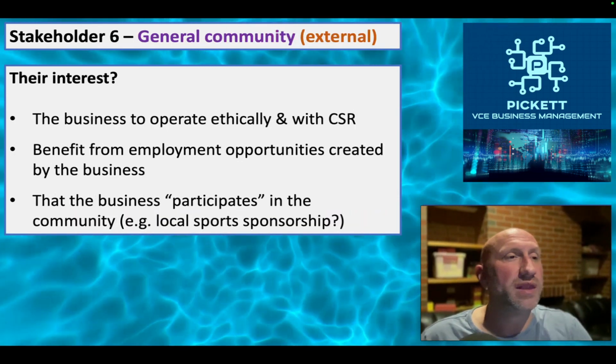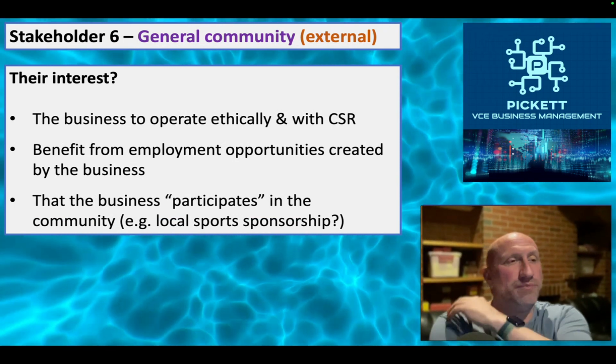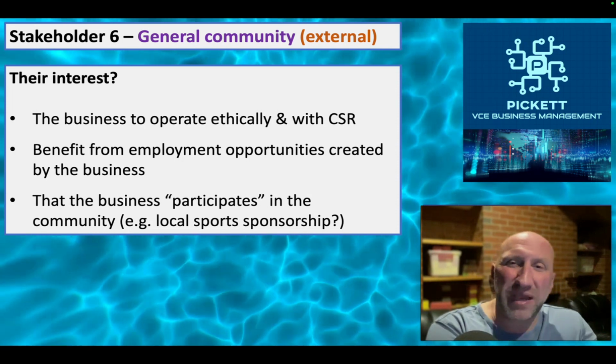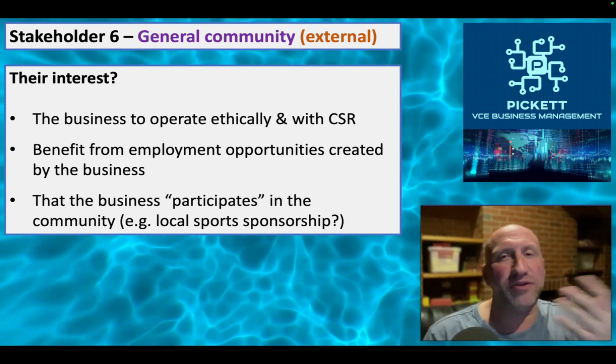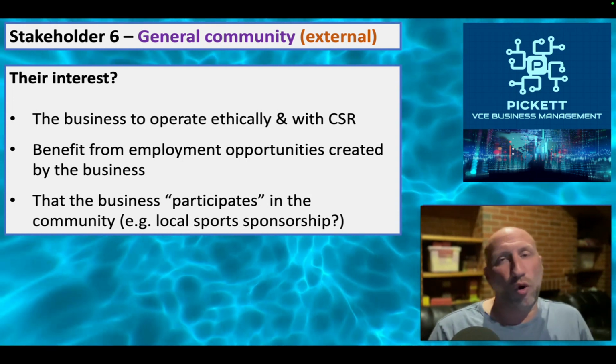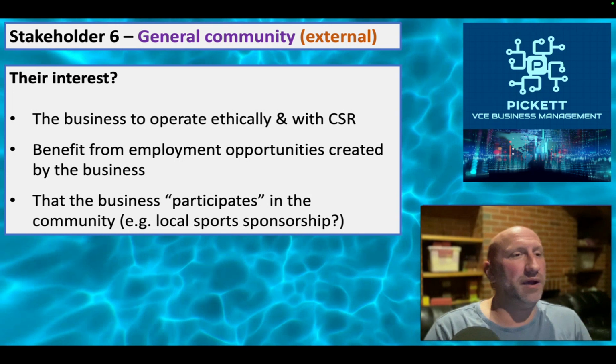Okay. And then the sixth and final one, the general community, again, external to the business. Probably the main thing that they're looking for from the businesses that operate within the community is for those businesses to be acting or operating in an ethical and socially responsible way. So again, that crops up.